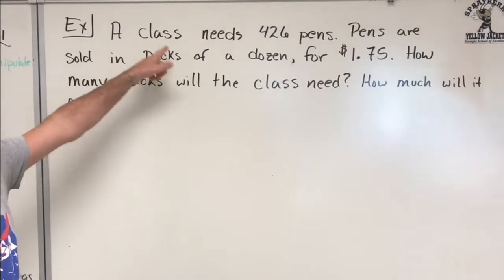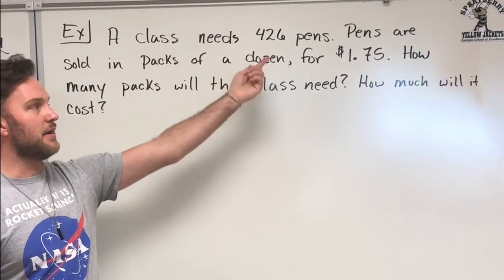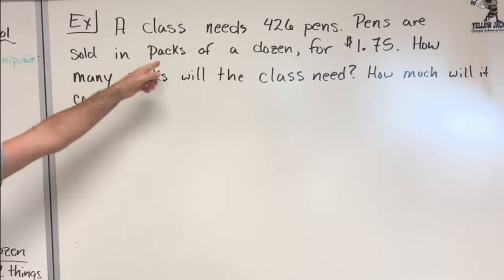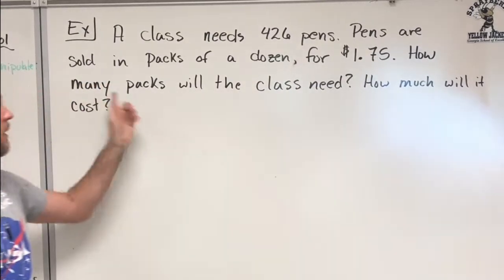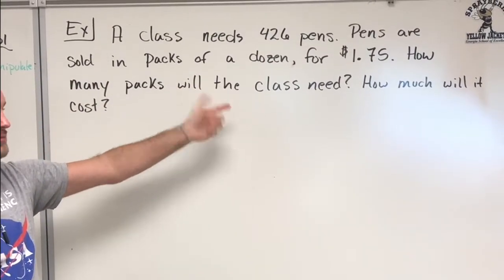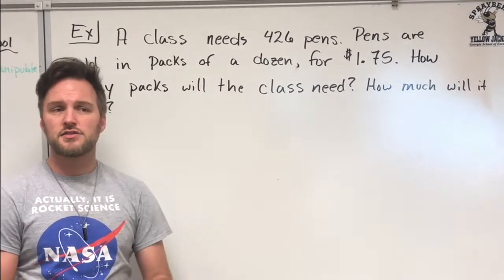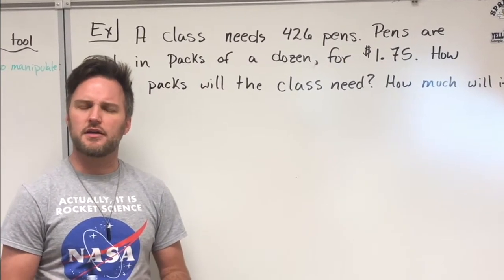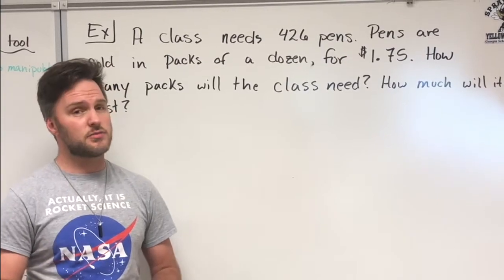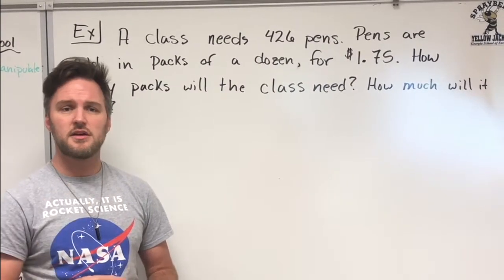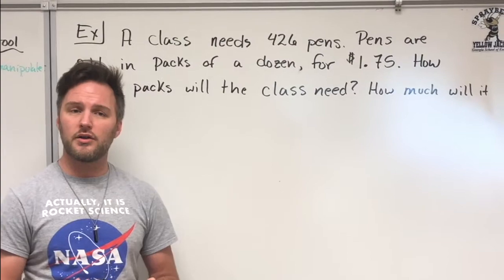So a class needs 426 pens. Pens are sold in packs of a dozen for $1.75. How many packs will the class need? How much will it cost? So there are multiple parts here. Let's break it apart together. But remember, dimensional analysis really only has 2 steps. So we need to first identify the equality statements.